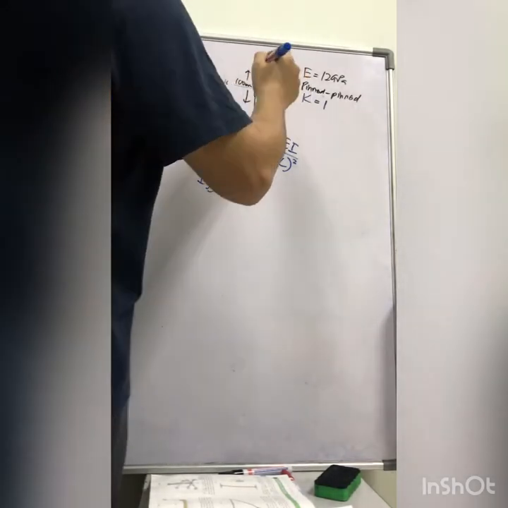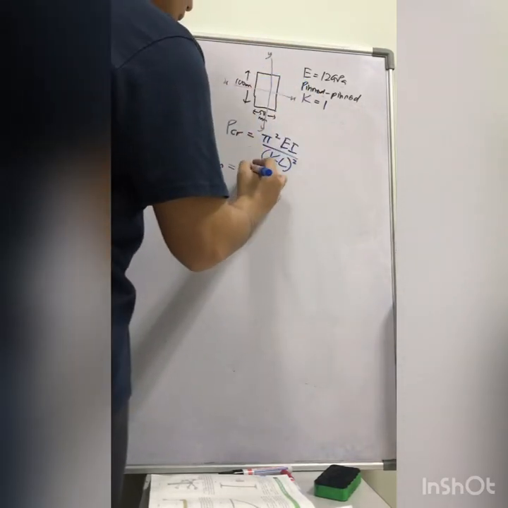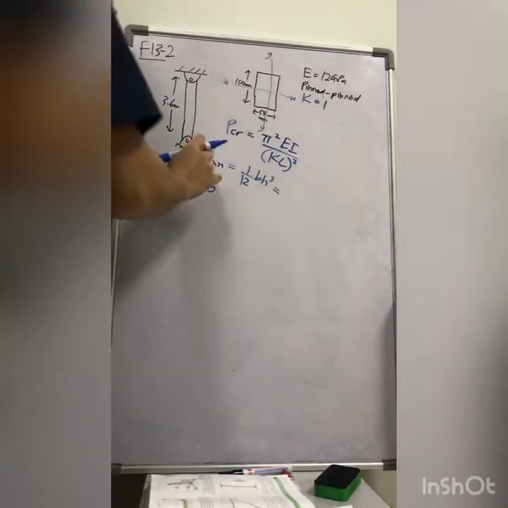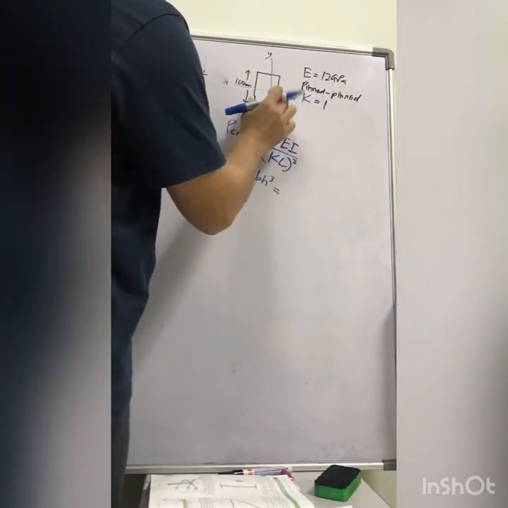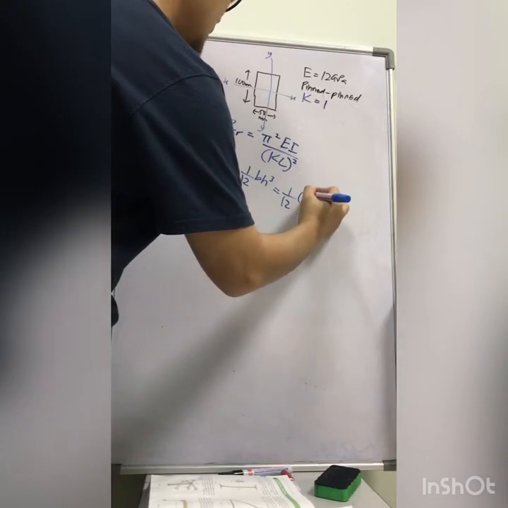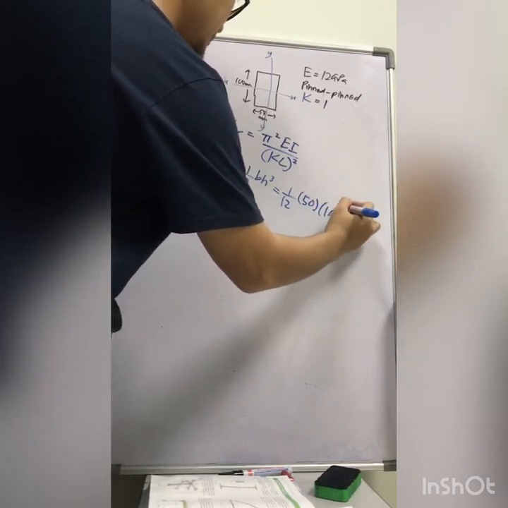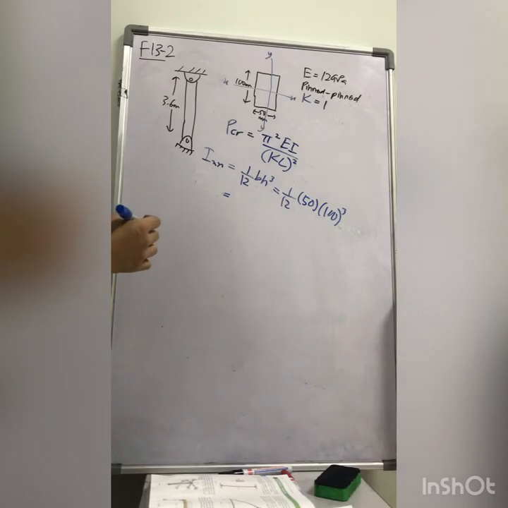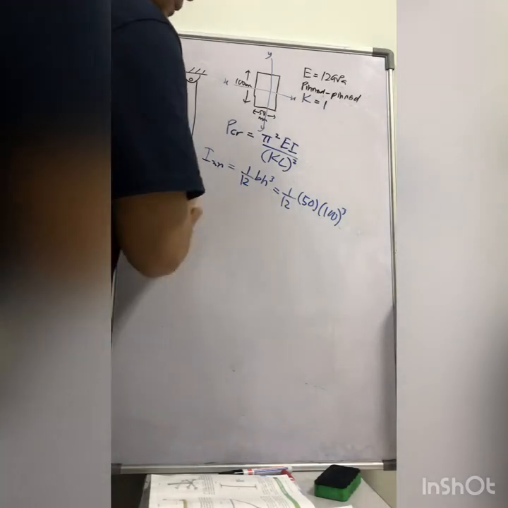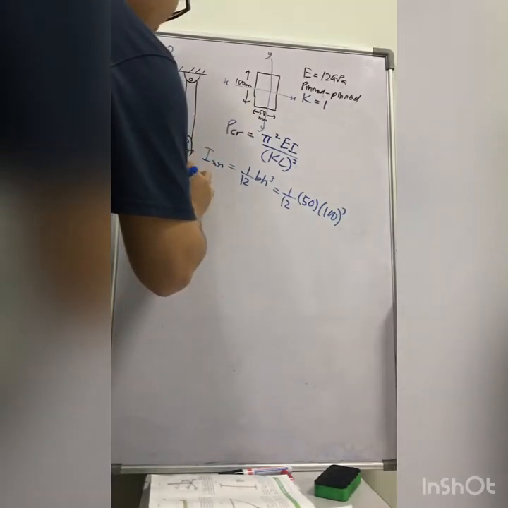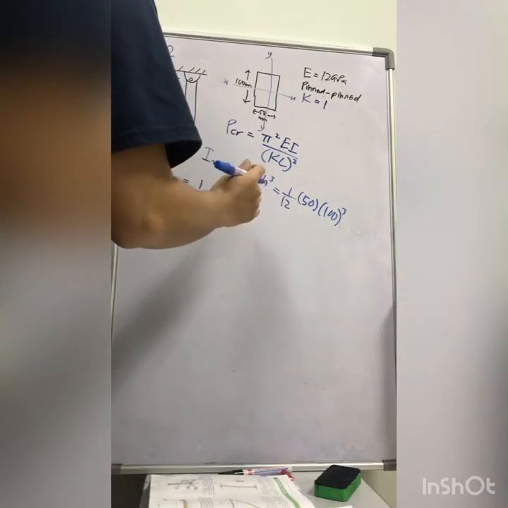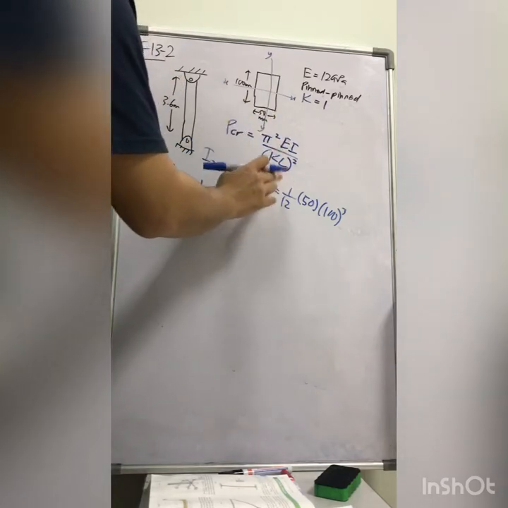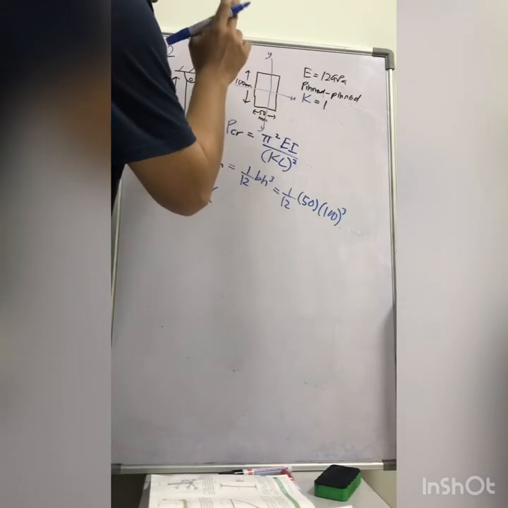Because for the rectangular area, the formula is 1/12 BH cubed, isn't it? If you take the IXX, the B is 50, the H is 100. So it will be 1/12, B is 50, H is 100. So your IXX is something. And another one is your IYY, which is 1/12 BH cubed, the formula for the rectangular area.